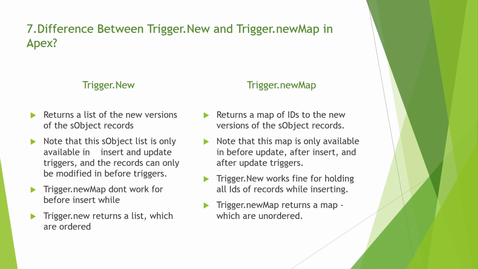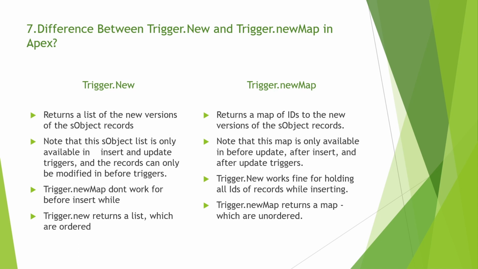Trigger.newMap returns a map of IDs to the new versions of the sObject records. Note that this map is only available in before update, after insert, and after update triggers. Trigger.new works fine for holding all IDs of records while inserting. Trigger.newMap returns a map, which is unordered.